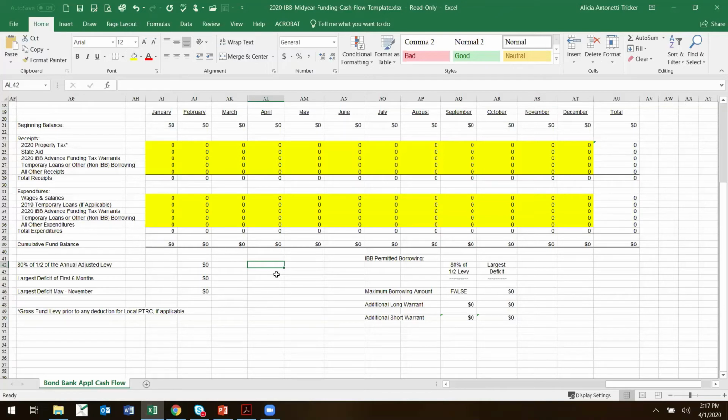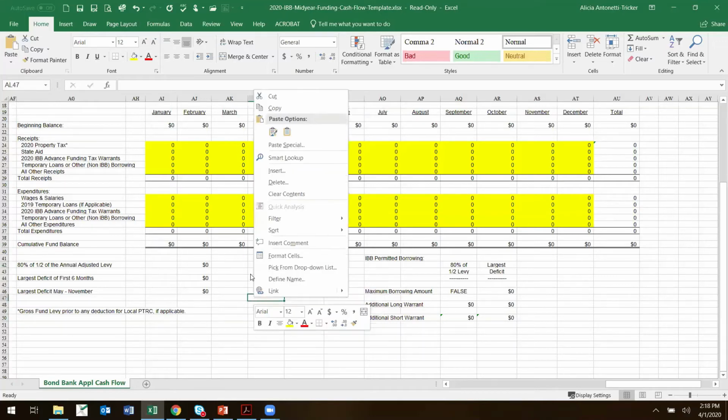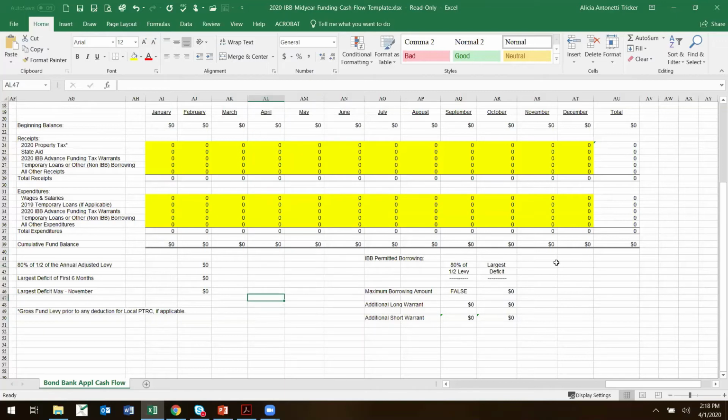And once this information is completed, what we'll do is really look at the bottom half of your cash flow. And this will also dictate how much you're able to borrow. The program limits you to the lesser of your maximum deficit, so really when you have that cash flow need, or 80% of your tax collection. So for example, if you collected monies in the month of December, we're going to limit you to 80% of those property tax collections or your largest deficit. And all of that information is formulaic, and we'll calculate that for us based on your inputs to the actual cash flow.